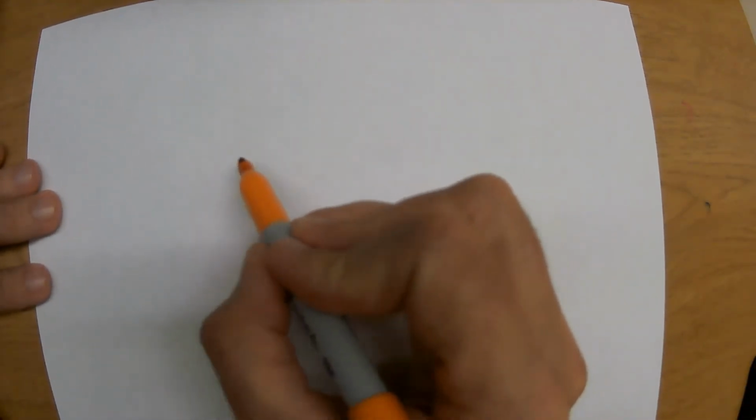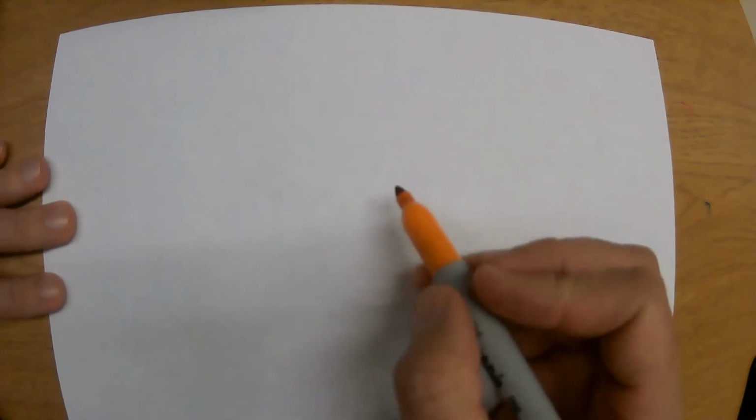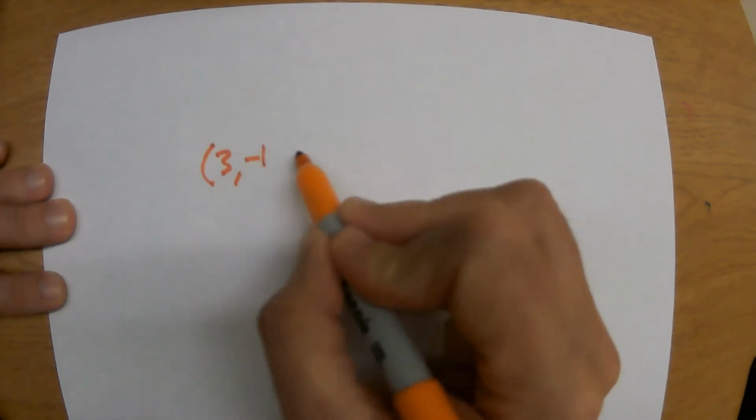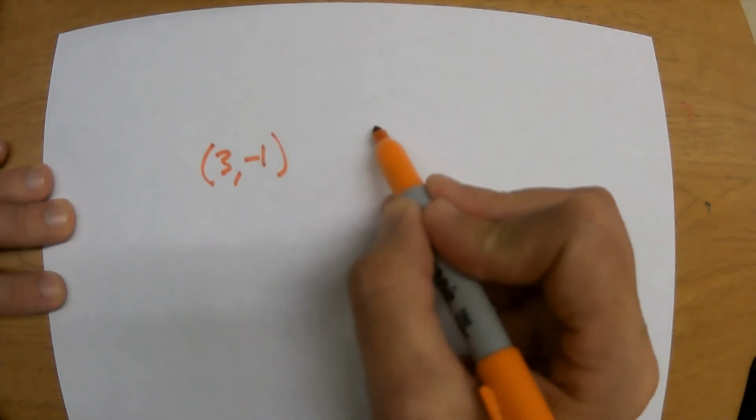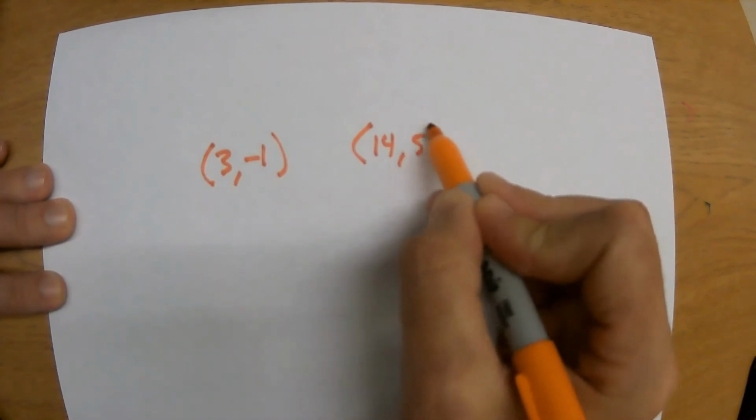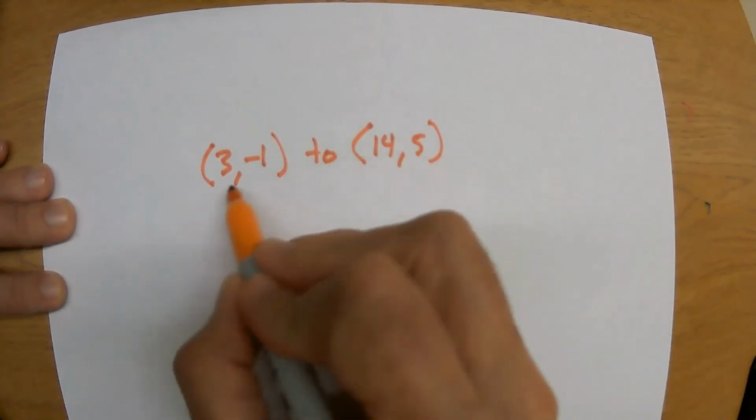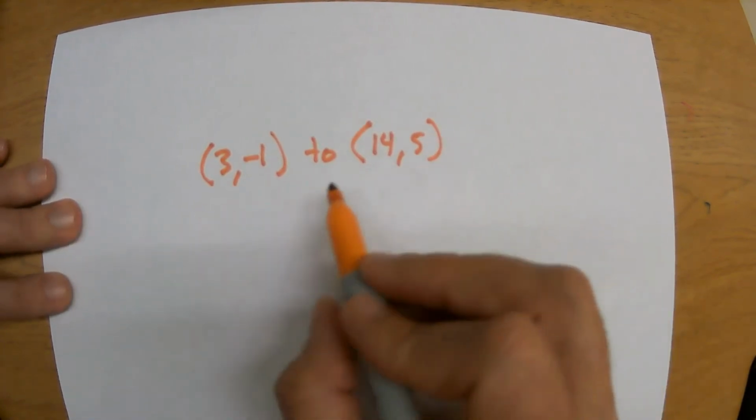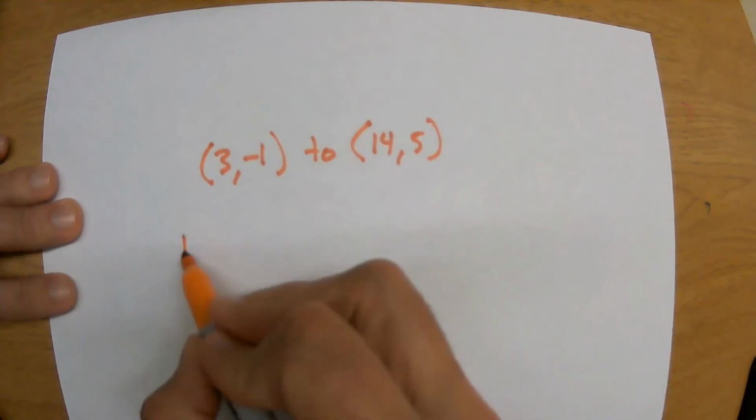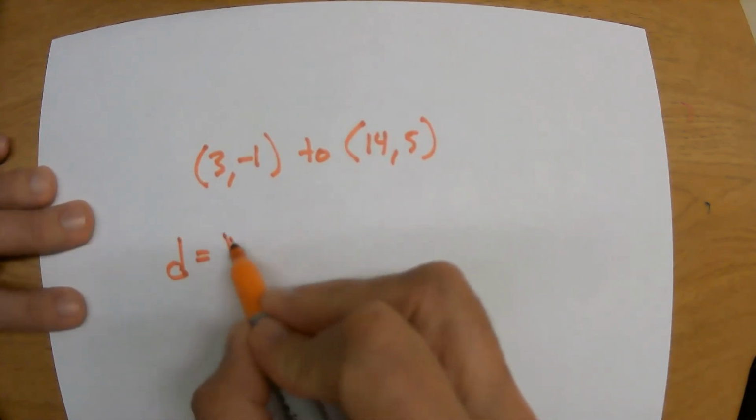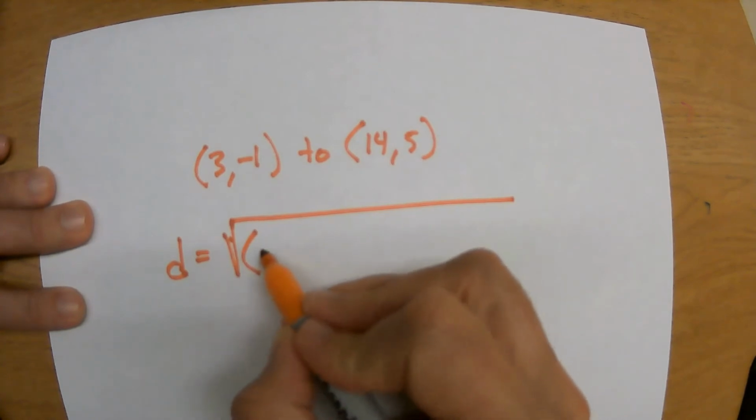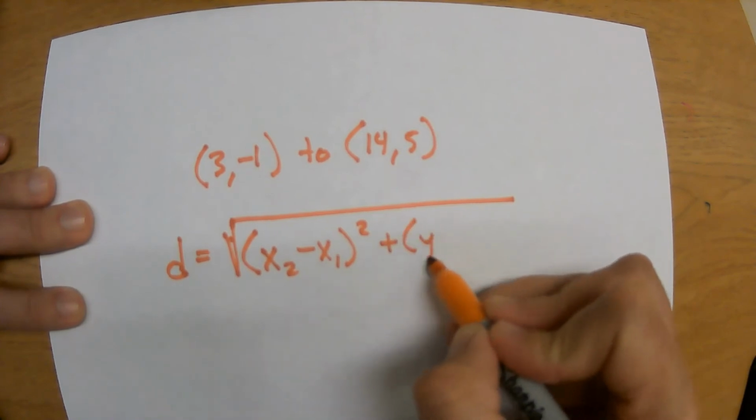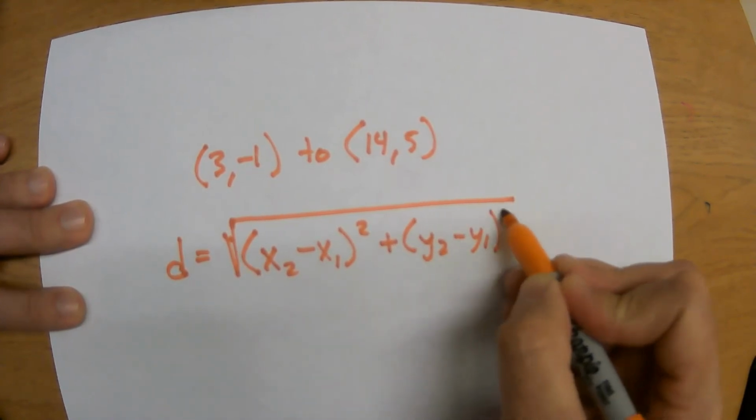All right, so now let's let the formula start to get a little bit more complex. Suppose I had 2 points, let's say 3, -1, and another point, 14, 5, and I wanted to know the distance between those 2 points. In this case, we're going to use a formula we probably learned in geometry. It's the distance formula, and it looks like this. It's the square root of x2 minus x1 squared plus y2 minus y1 squared.